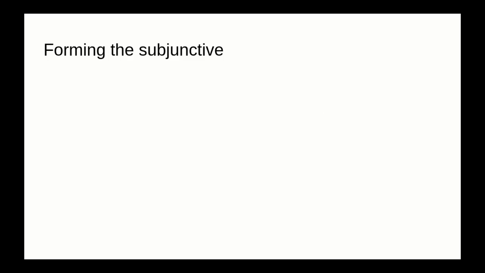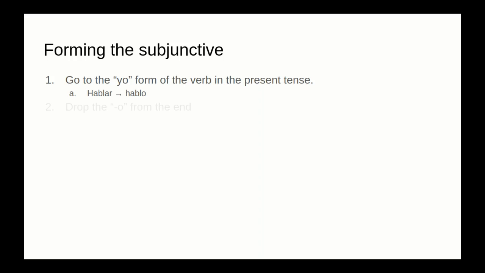There are 3 steps to forming the subjunctive. Step 1. Go to the yo form of the verb in the present tense. So using our verb hablar, the present tense yo form of hablar is hablo. Second step, drop the o from the ending. So our hablo becomes habl.